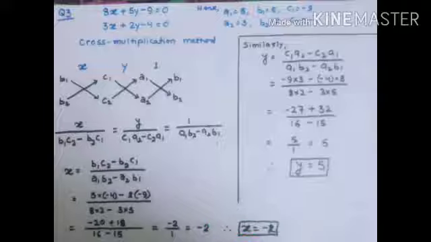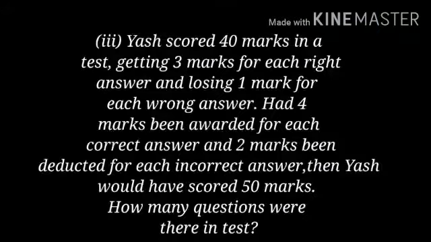Similarly, y can be calculated as c1 a2 minus c2 a1 divided by a1 b2 minus a2 b1, and on proceeding like this, as you see on the screen, the value of y will become 5. So the value of x is minus 2 and the value of y is 5, whatever we get by solving like this. Now we have a word problem.